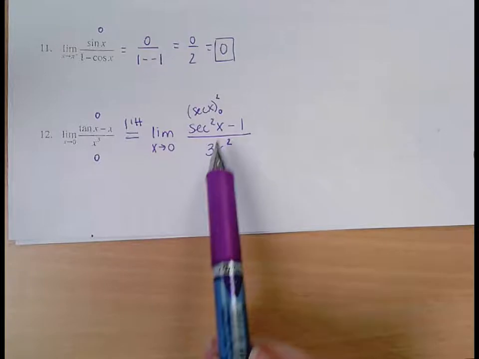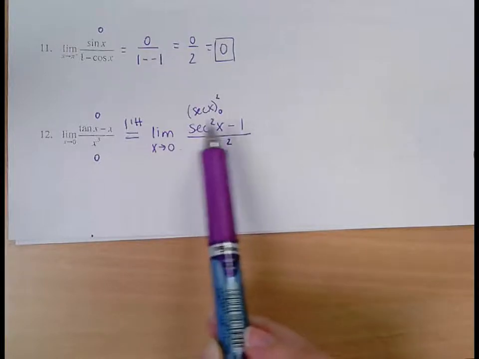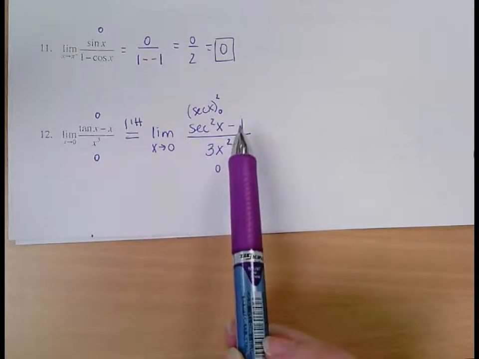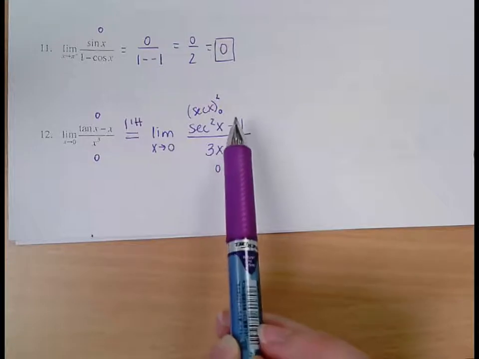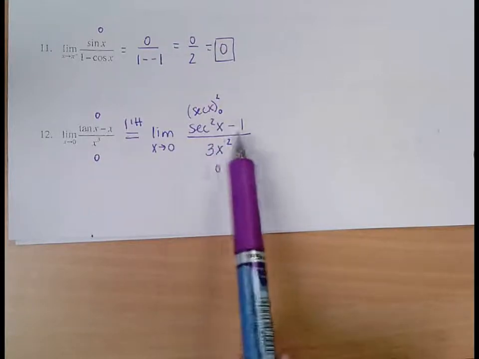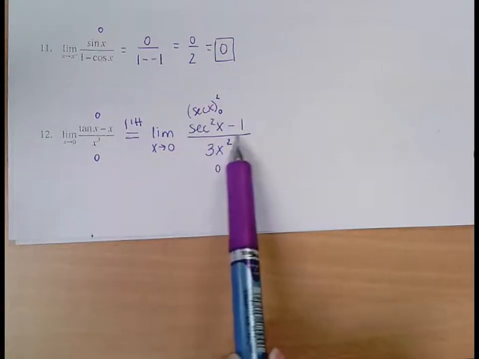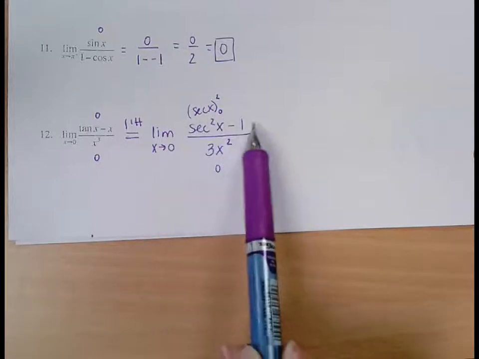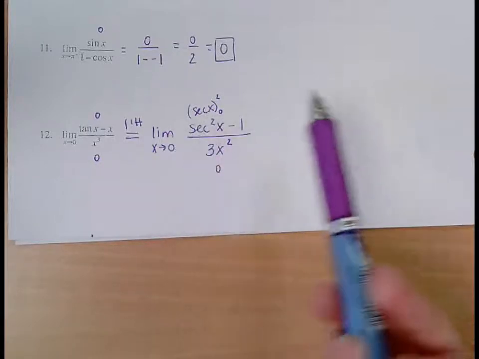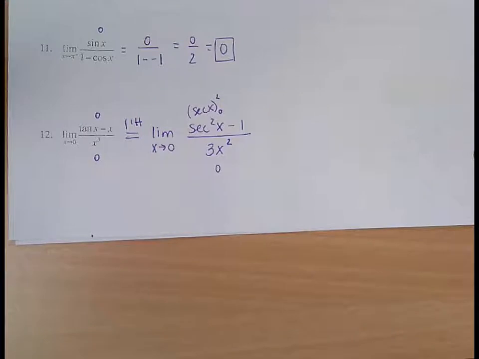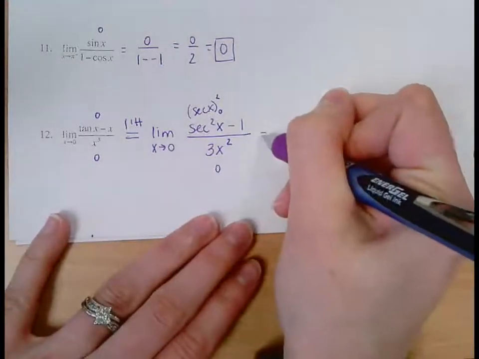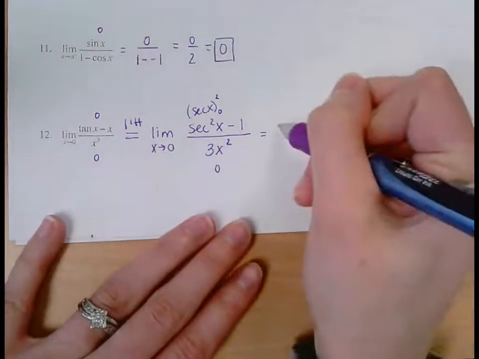So you certainly could. We have 0 over 0. You could take L'Hopital's rule of this again. However, there is a way we could simplify this before we use L'Hopital's rule again. Secant squared x minus 1, by a trig identity, is equal to tangent squared of x.